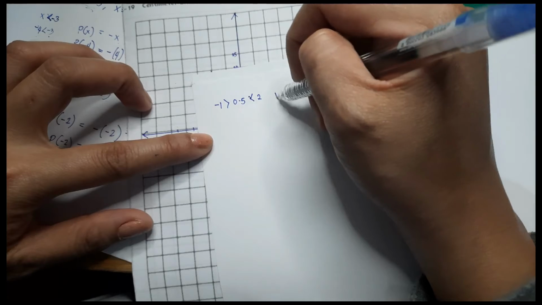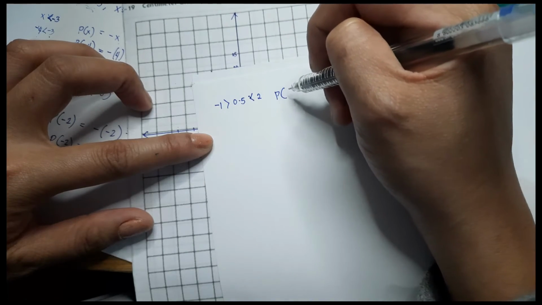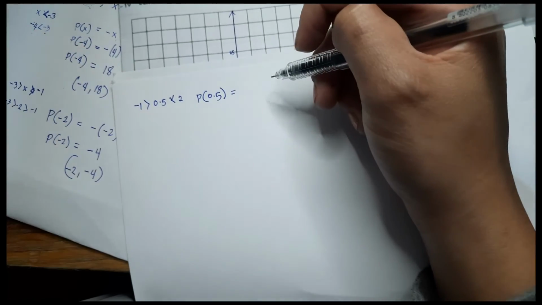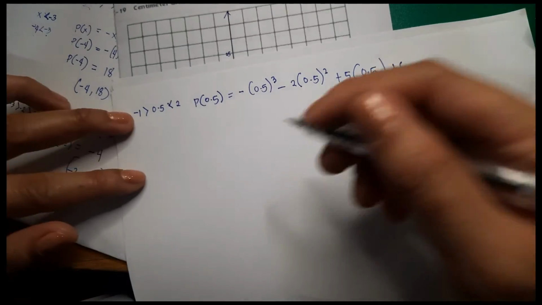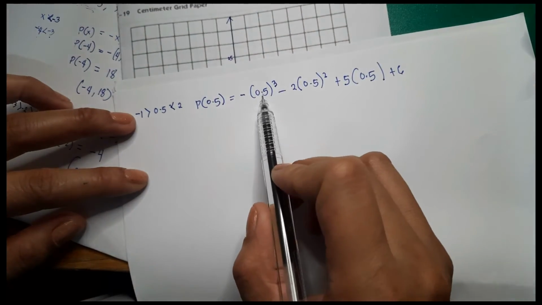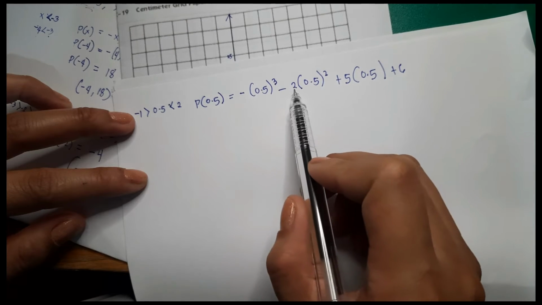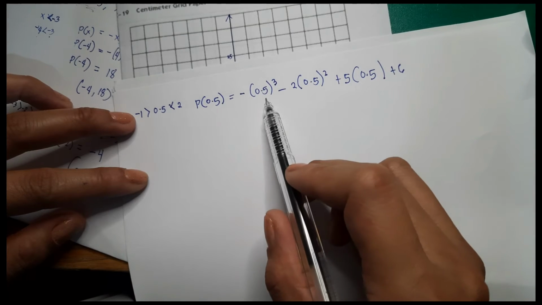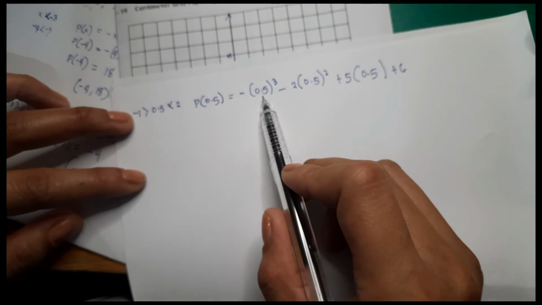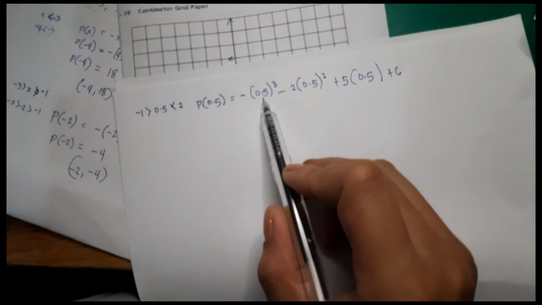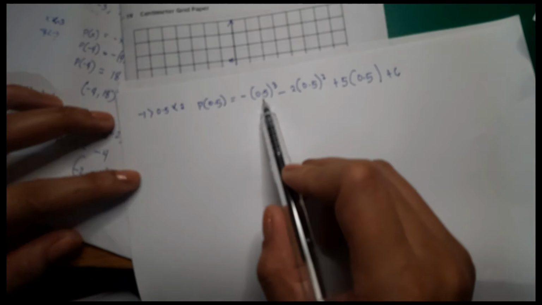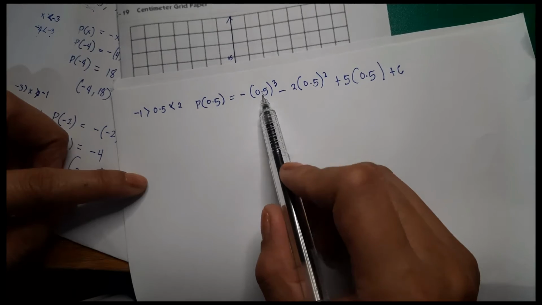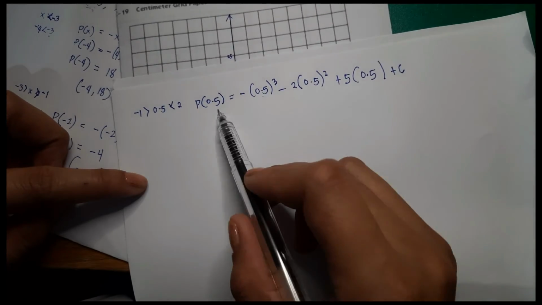So, for that, P of 0.5. So, how much is it? So, we equate x. Okay, so this is it now. Our x, so x cubed minus 2 times x squared plus 5 times x plus 6. We convert it, we replace it with x, I mean, 0.5. So, this is it, right? So, our x is 0.5.